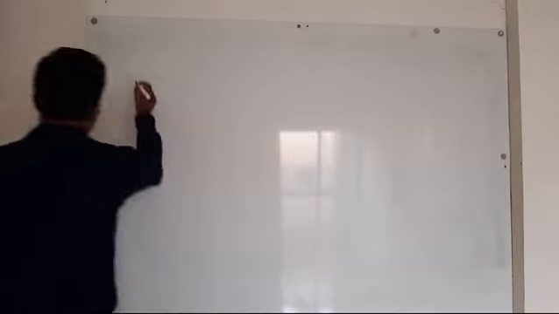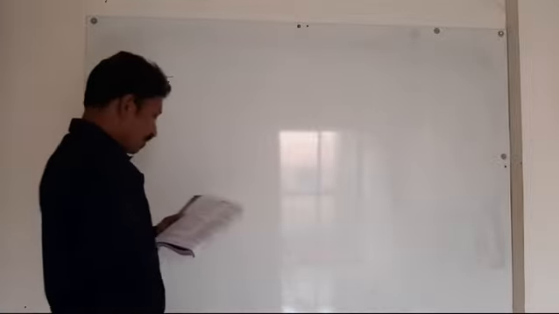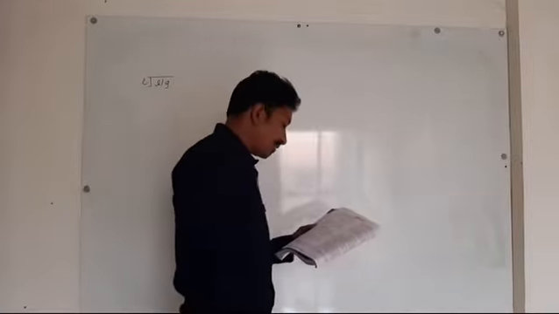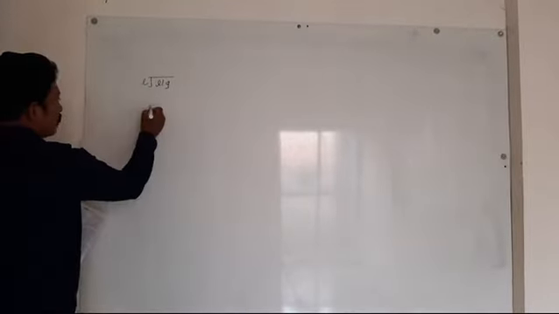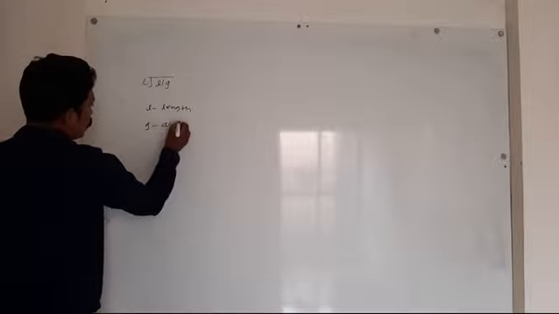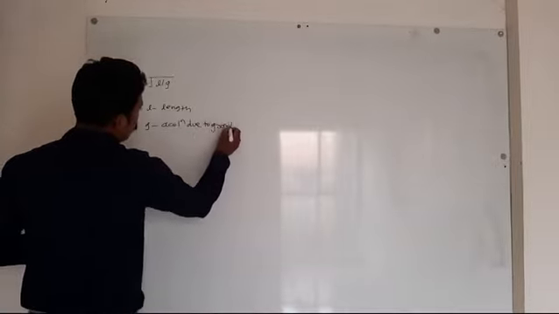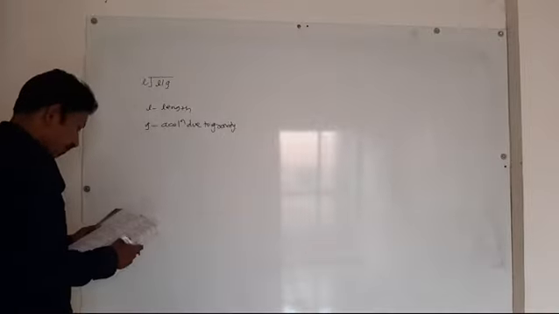What are the dimensions of the quantity L into root of L upon G, L being the length and G being the acceleration due to gravity? L is the length. G is the acceleration due to gravity.